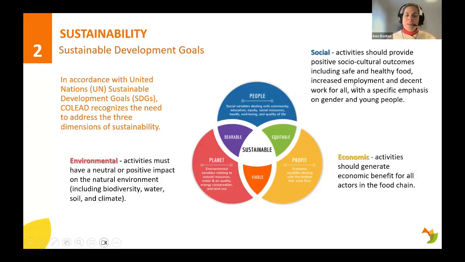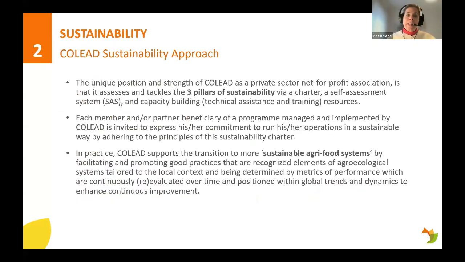So you need to really have a balance between these three dimensions in order to get to what we call sustainability, and this is recognized by the UN Sustainable Development Goals, called the SDGs. In terms of COLID, our sustainability approach is we have this unique position and strength of COLID is that we assess and tackle these three pillars of sustainability via the charter that I think you all know, self-assessment systems, the SAS, and capacity building, including technical assistance and training resources.